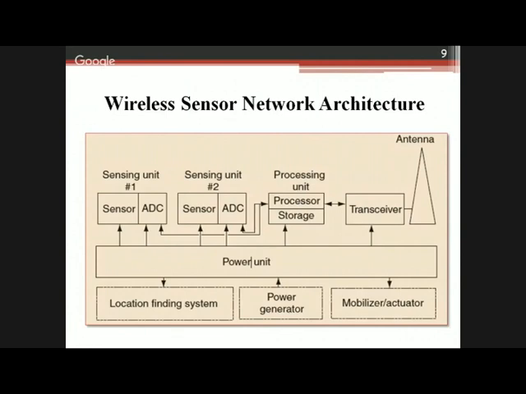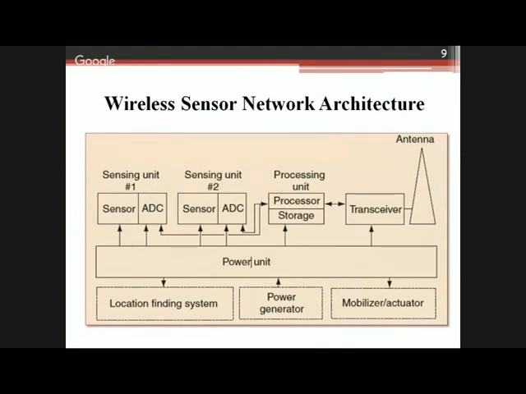That's why compressive sensing comes into the picture: how can I compress the data without disrupting the originality of my signal. Okay, we are going to discuss that. And that's why the power unit is one of the very important constraints in wireless sensor networks.